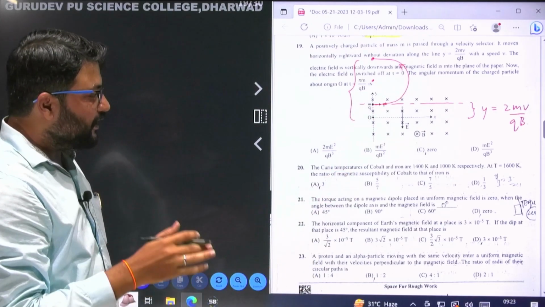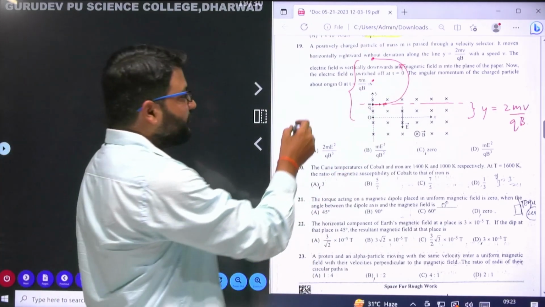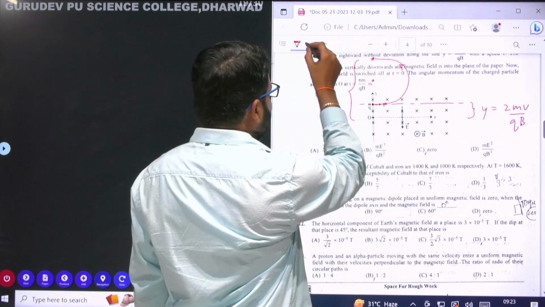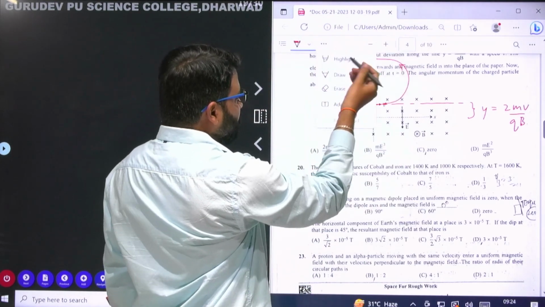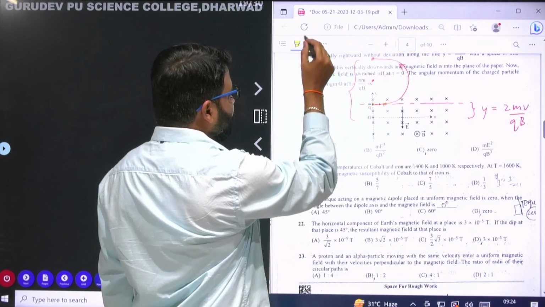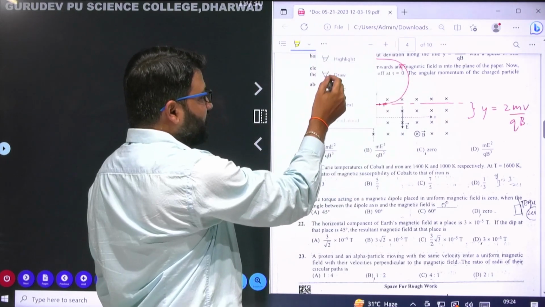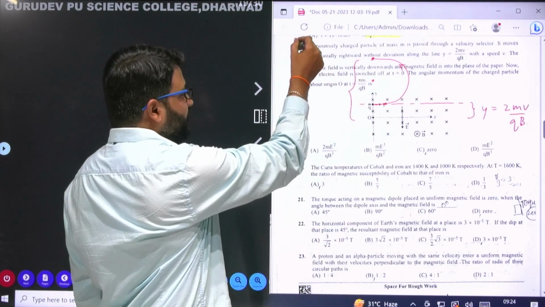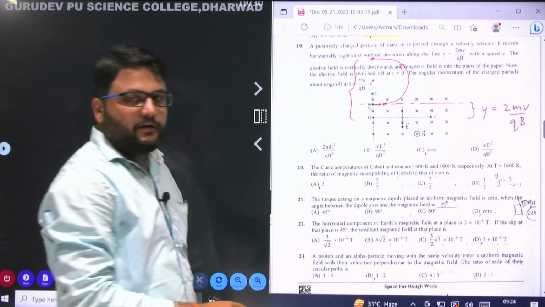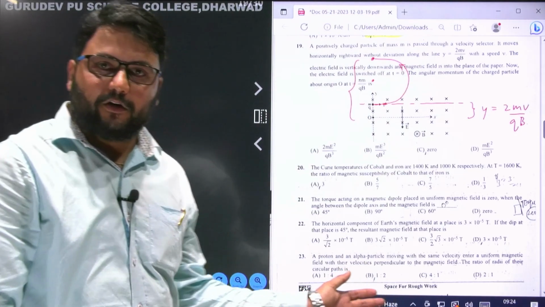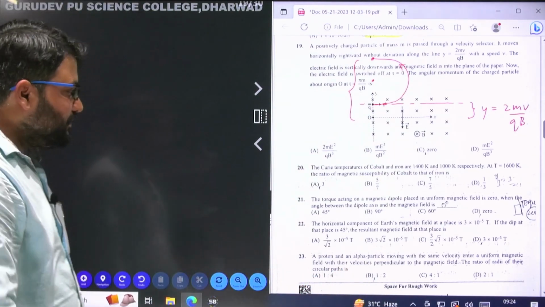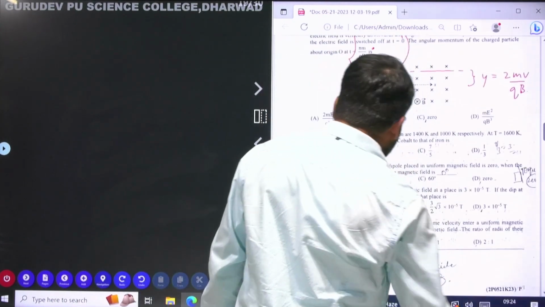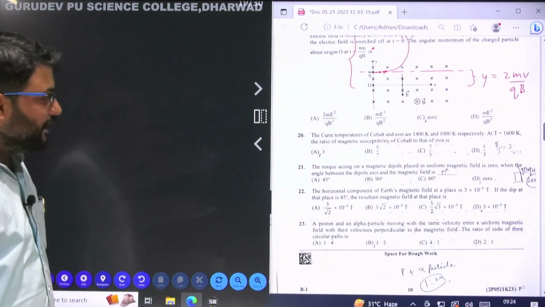If you try to figure out and solve, none of the options of this question match the final solution of the question. So I would say that this question has some error. That's why we are not able to figure out which option is right. None of the options match. So most probably this is a doubtful question. Let me move to the next question.